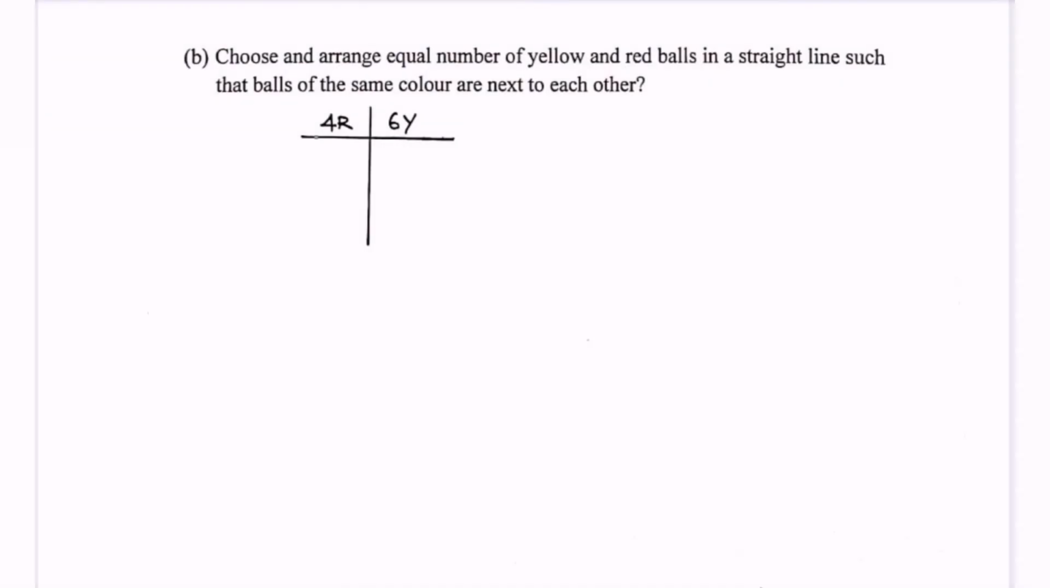B. Choose and arrange equal numbers of yellow and red balls in a straight line such that balls of the same color are next to each other. So let's say we have 1 red and also 1 yellow. From here we can say 4C1 multiplied by 6C1. In total we have 2 balls in our hand, so we can rearrange the situation. We have 2 factorial. In here we have 48 situations.